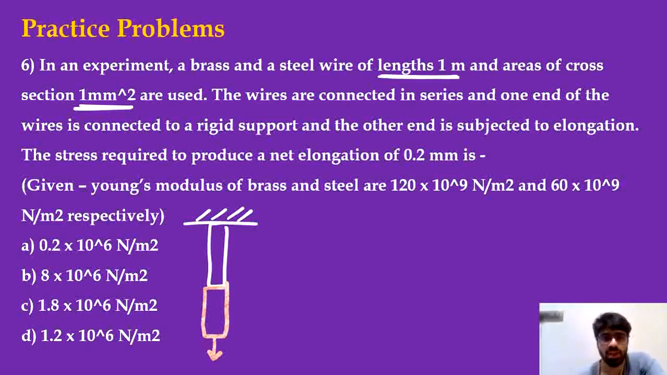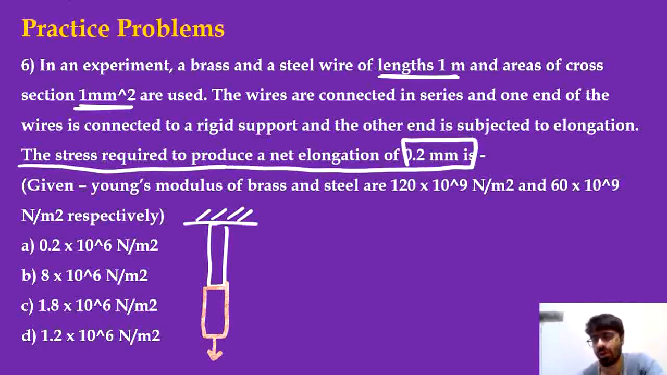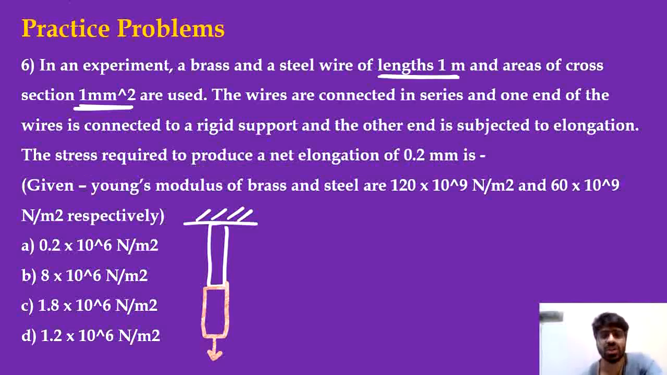Now what they are asking you is, what is the stress that you require to produce a net elongation of 0.2 mm? You need to realize that net elongation means the total elongation. So total elongation, l1 plus l2, has to be equal to 0.2 mm. So we can write it as 0.2 into 10 to the power minus 3, that is 2 into 10 to the power minus 4. This is your net elongation.